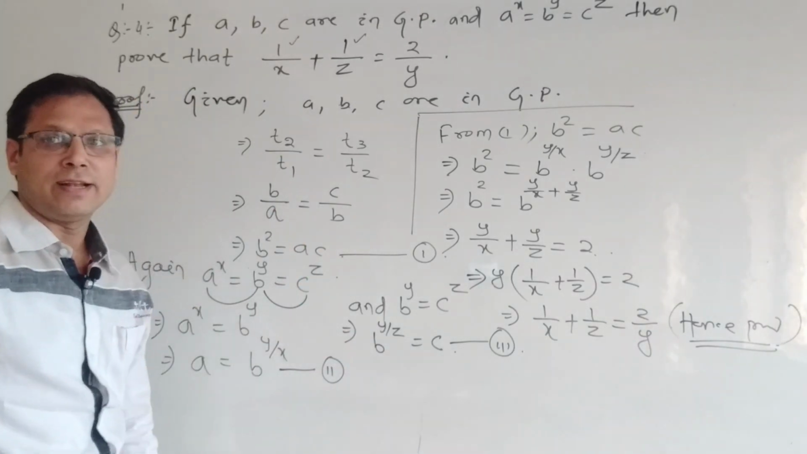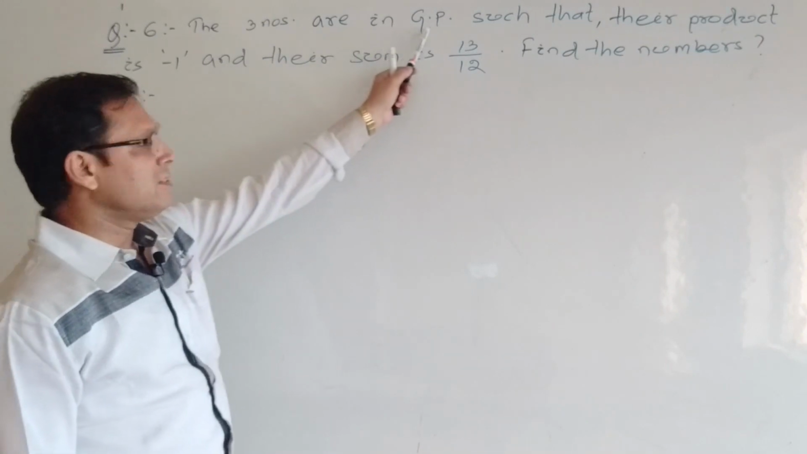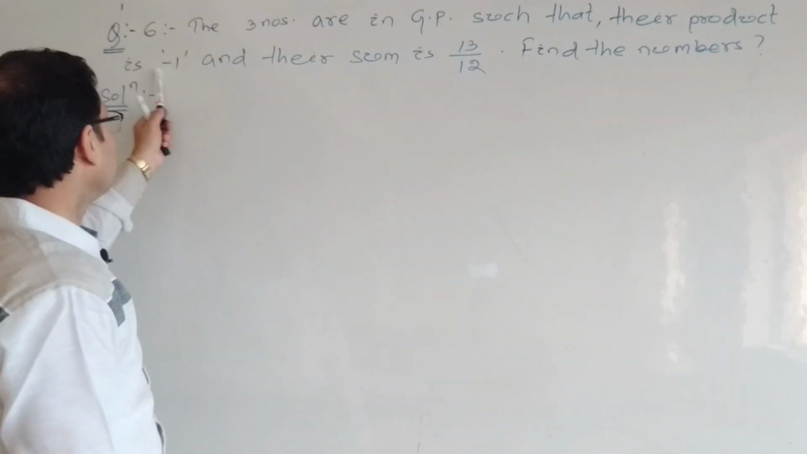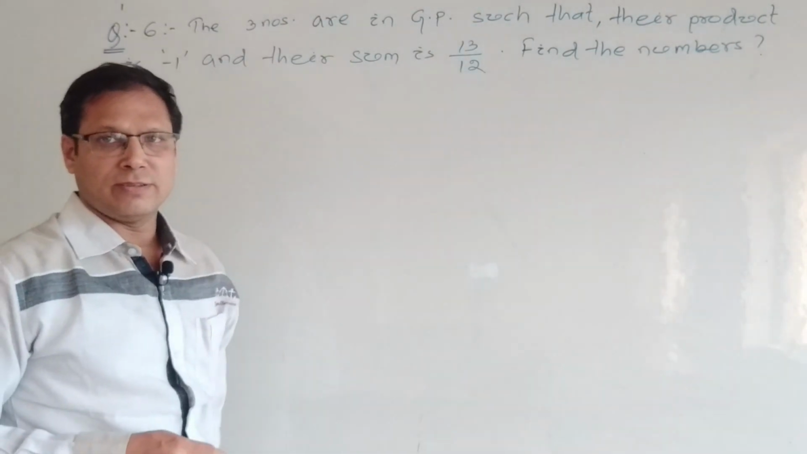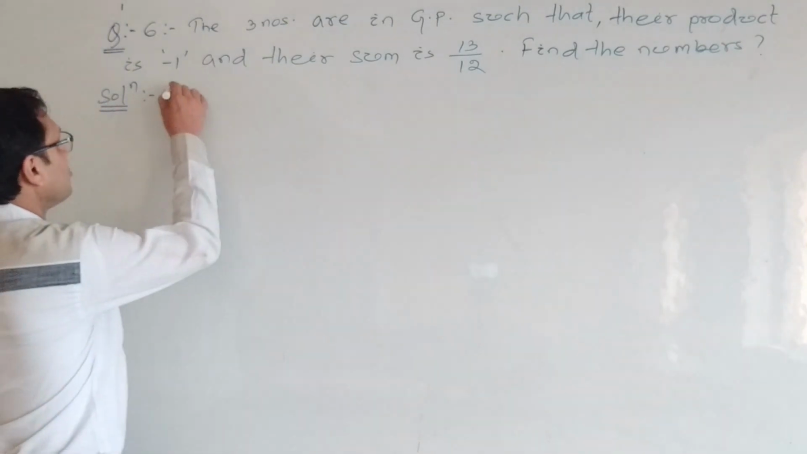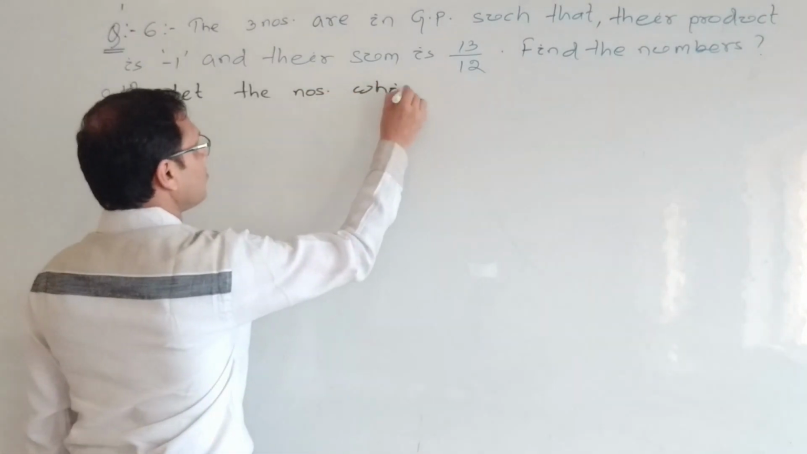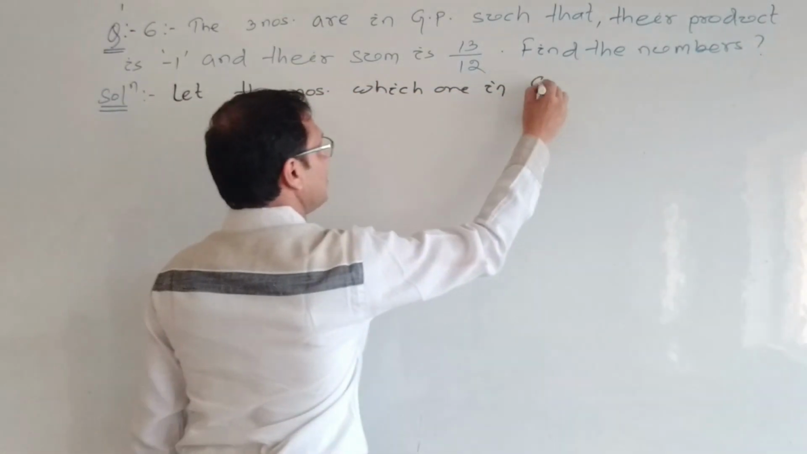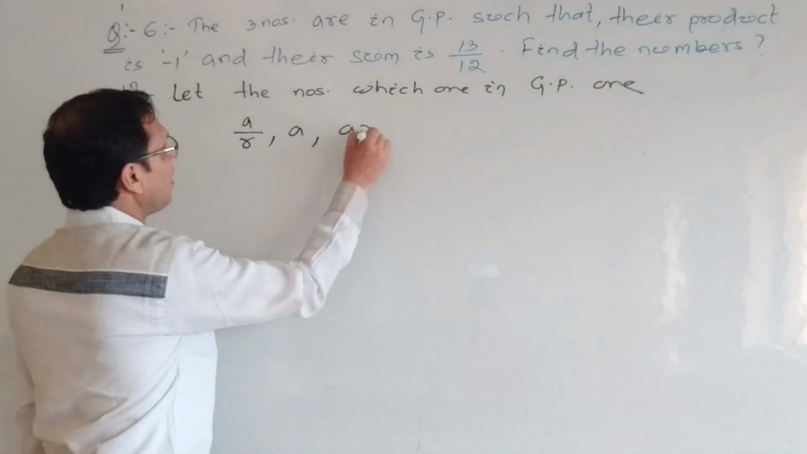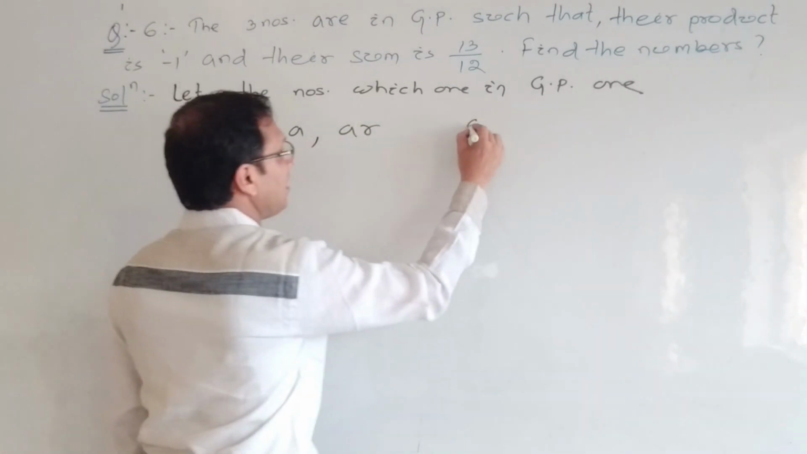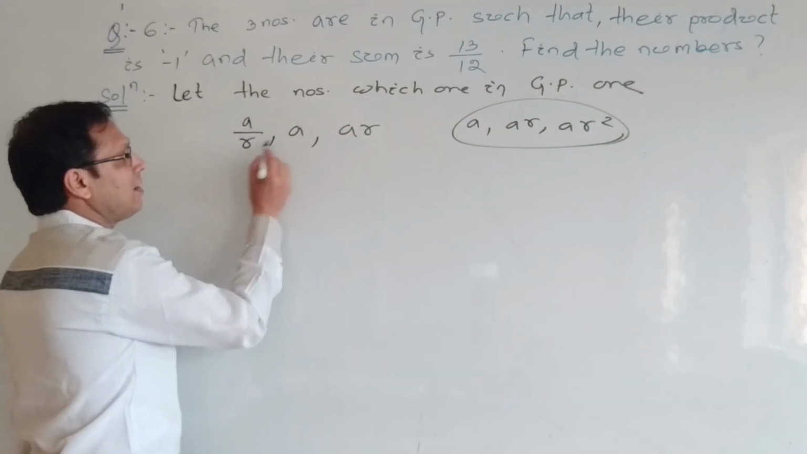Now we'll go to the next problem. Now you read the other question carefully. The three numbers are in GP such that their product is minus 1 and their sum is 13 by 12. He is asking to find the three numbers. So your supposition should be: let the three numbers which are in GP be A by R, A, AR. Without taking AR square, it is easier to take A by R, A, AR.